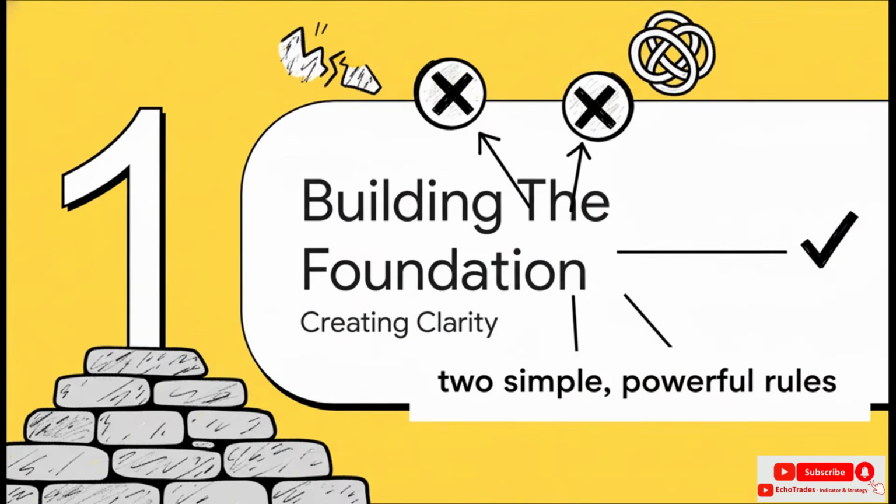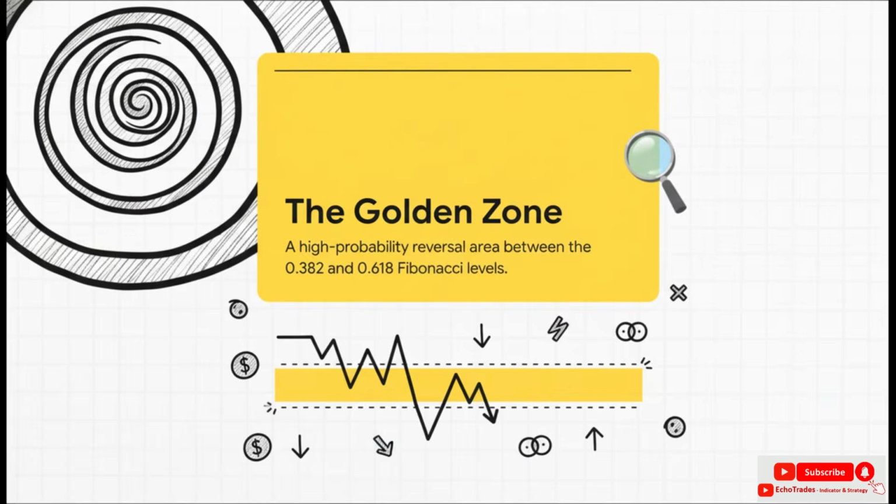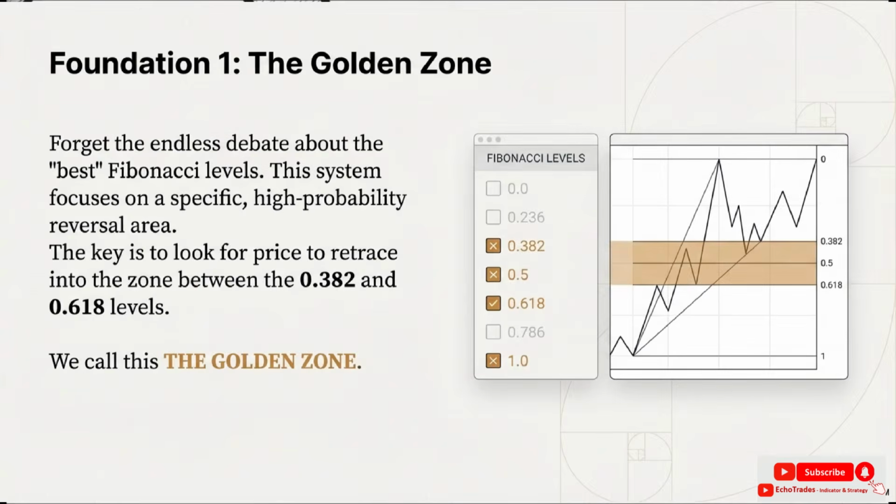All right, to get to that pinpoint entry, we've got to build a solid foundation first. This next part is all about clearing up the chaos. We're going to tackle the 2 biggest mistakes that trip traders up when they use Fibonacci, and we're going to do it with just 2 super simple but really powerful rules. Okay, rule number 1, we're going to simplify the tool itself. Forget all those endless arguments you see online about the 23.6 or the 78.6. Just ignore them. For this system, we focus on one and only one high probability area. We call it the golden zone. It's that sweet spot right between the 0.382 and the 0.618 levels. That's it. That's our entire target area.